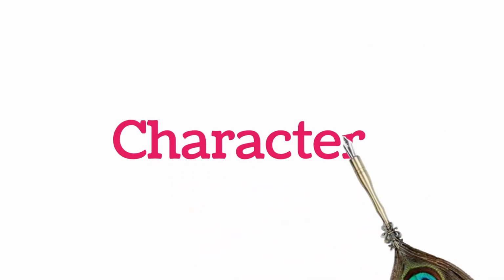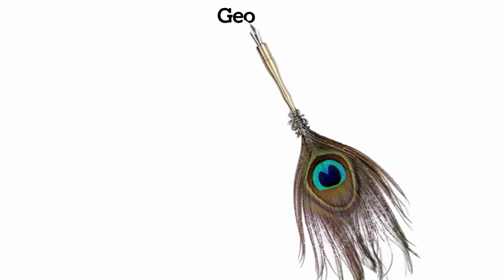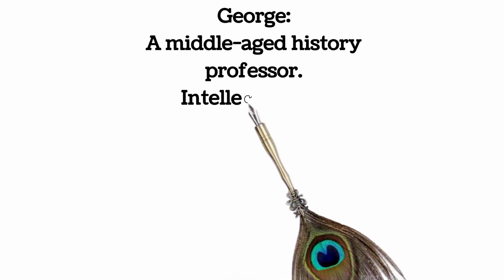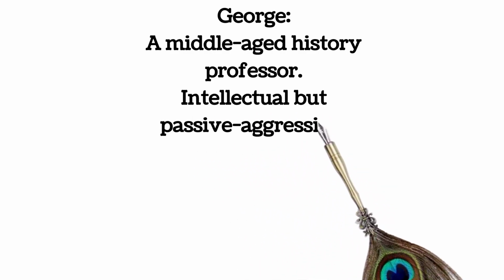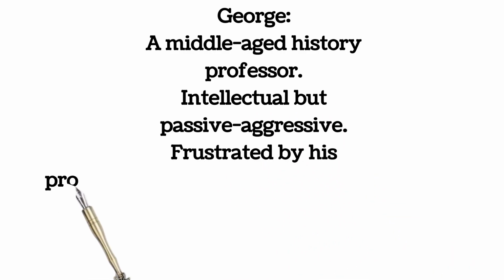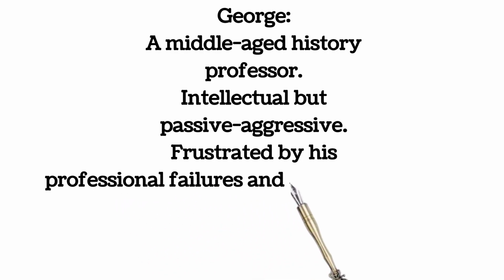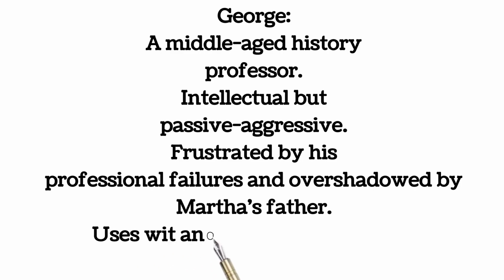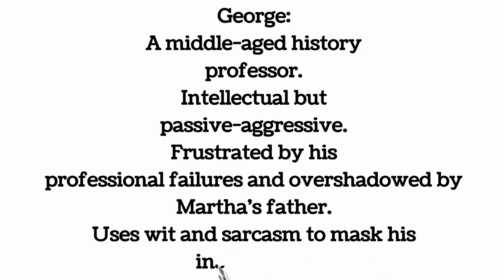Characters. George, a middle-aged history professor. Intellectual but passive-aggressive. Frustrated by his professional failures and overshadowed by Martha's father. Uses wit and sarcasm to mask his insecurities.